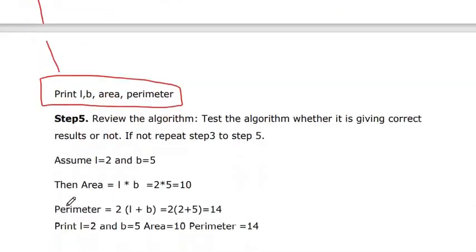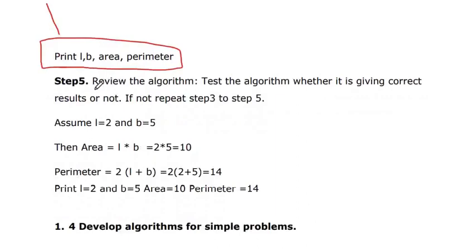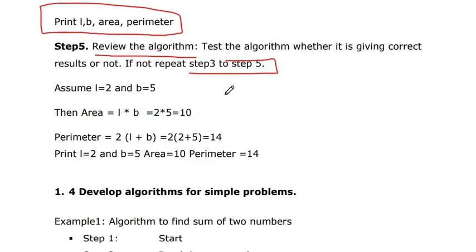Now let us see the fifth step. Review the algorithm. Test the algorithm whether it is giving correct results or not. If not, repeat step 3 to step 5. Now let us check the algorithm. For example, let us assume L is equal to 2 and B is equal to 5. Then area becomes L into B, which is equal to 2 into 5, which is equal to 10. So finally it produces 10. Area of the rectangle is 10.